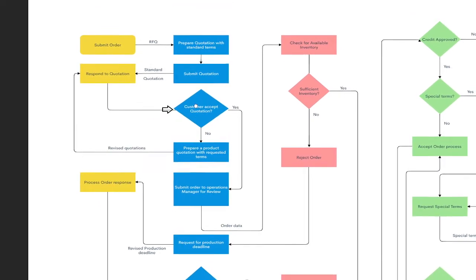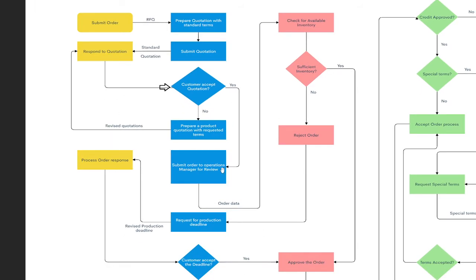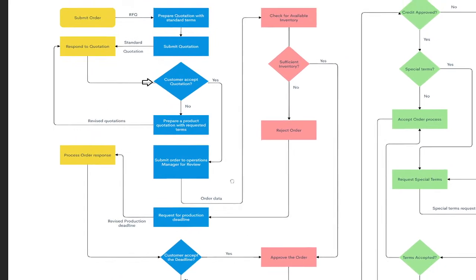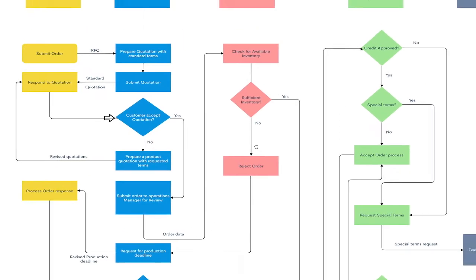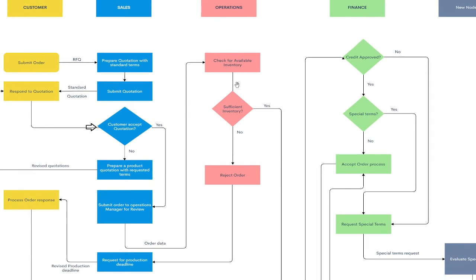If the customer accepts it, the sales department will just submit the order to the operations manager for review. But if the customer does not accept our quotation or terms, we will prepare a quotation with the requested terms, and the revised quotation will be sent back to the customer for them to respond until they say yes. And after submitting the order to the operations manager for review, the operations department will check for available inventory.